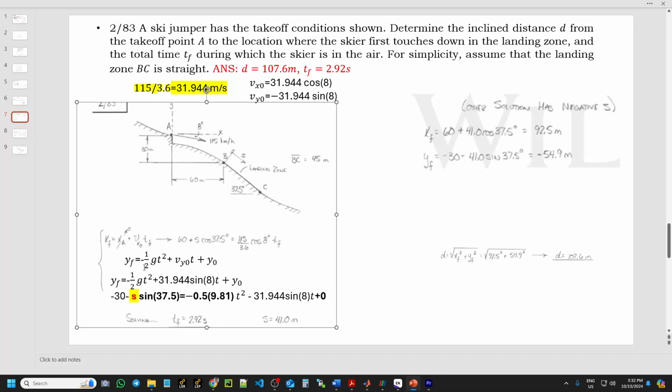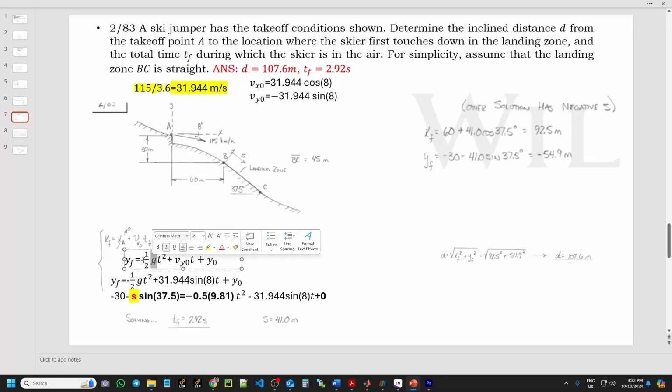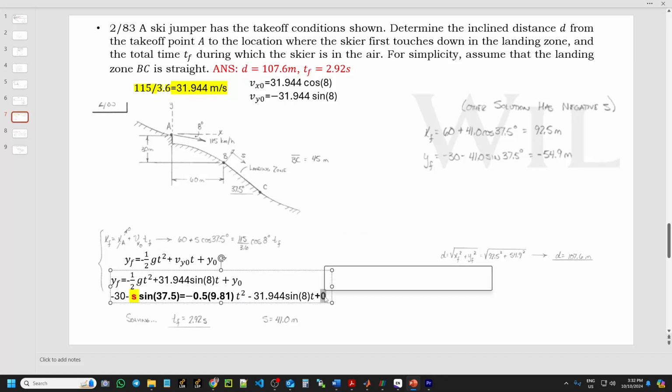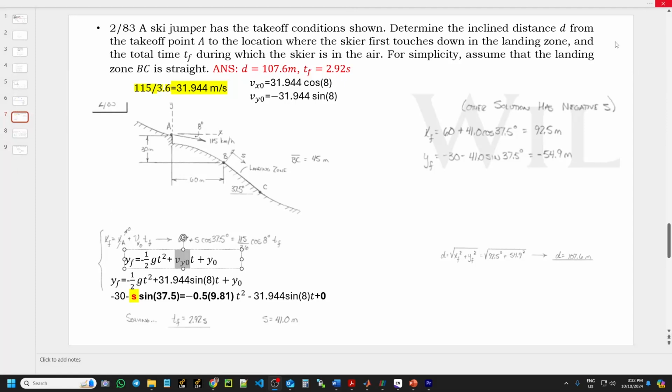So in the y direction, we have minus g as ay, and we have vy0 and y0. y0 is equal to 0 because initially we put the origin at A. So y0 will be equal to 0. What about the vy0? This is v, sorry. vy0 is this. Let me show that again.